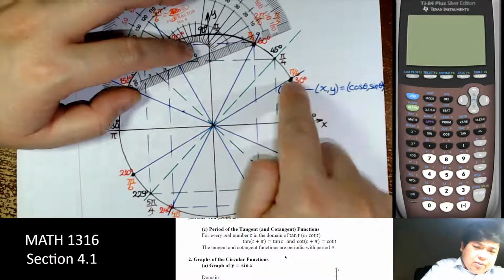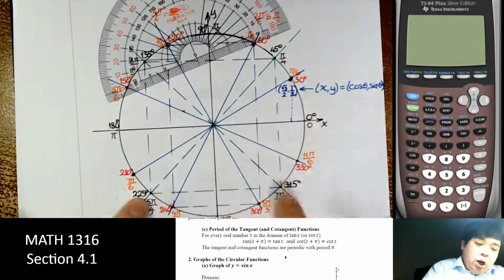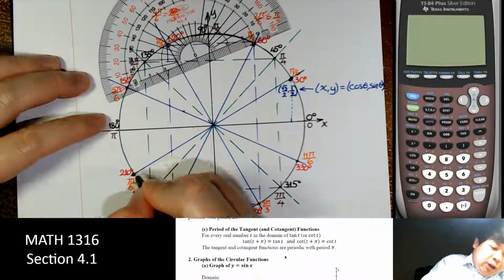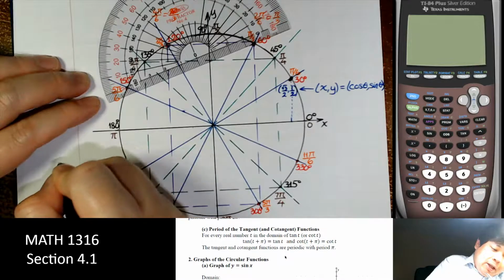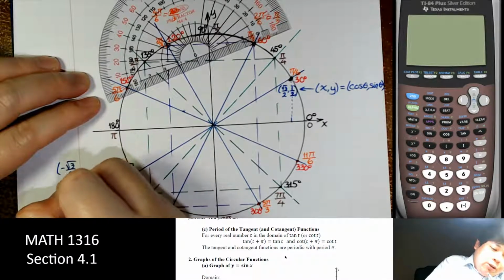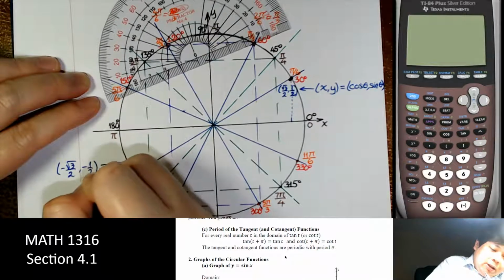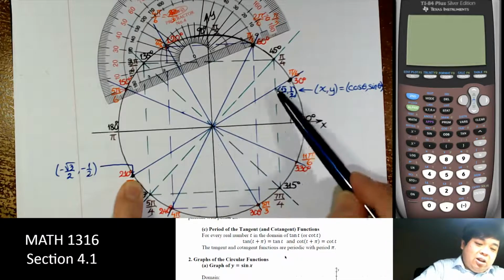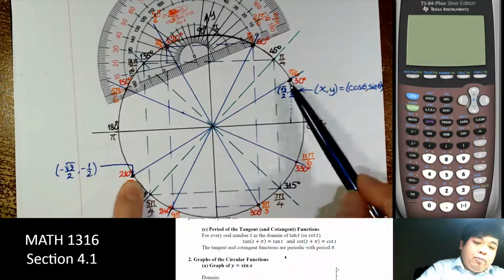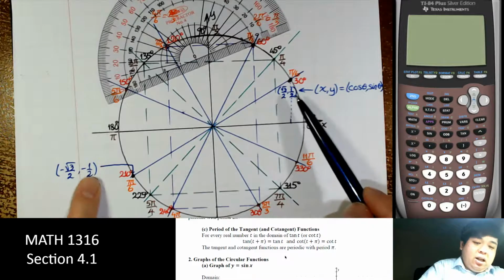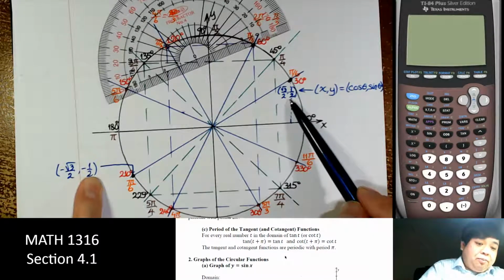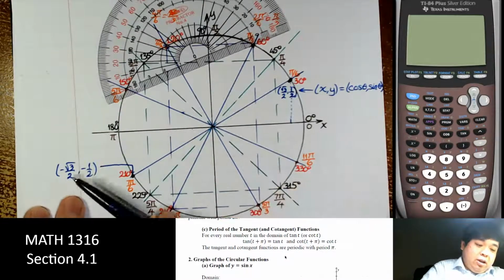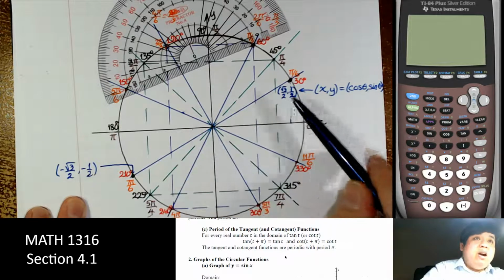So the period for tangent and cotangent. Notice that this point has coordinates square root of 3 over 2 and 1/2. The coordinates for this other point are negative square root of 3 over 2 and negative 1/2. So we go from here across the center, 180 degrees or pi away from it. The x value negates, the y value negates. Because of that, the ratio of y over x will be the same, because negative divided by negative is the same as positive divided by positive.